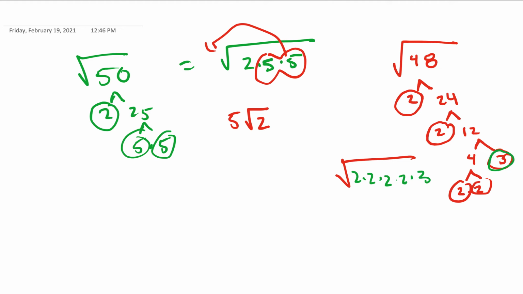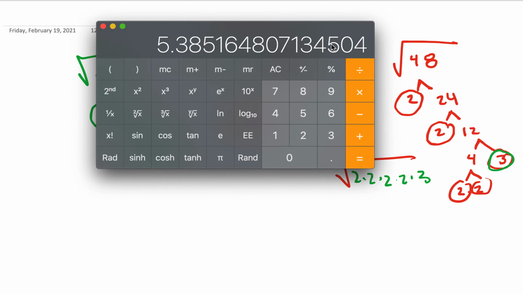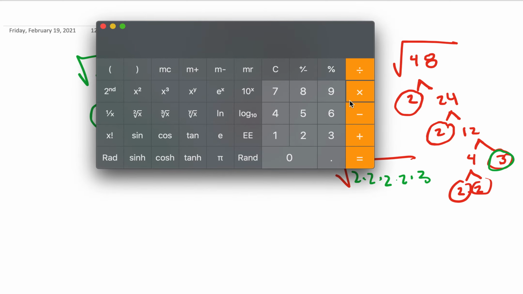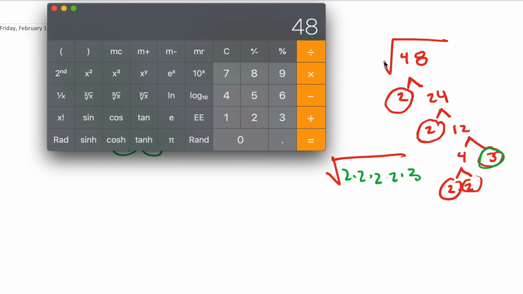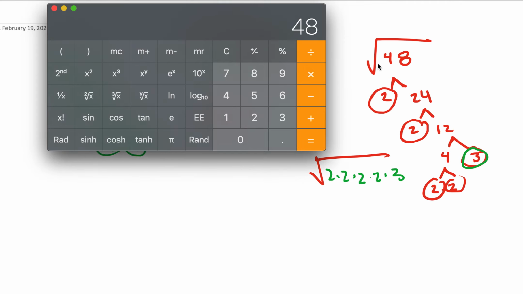So one thing we can do is we can pull up our calculator and make sure we did it right if we want to check our work. 2 times 2 times 2 times 3. It should equal what we started with, 48. So it didn't. What am I missing? I might have only done 3 twos. 2 times 2 times 2 times 2 times 3. So it is 48. So when you multiply them back together, you can check to see if it's what you started with. Then you know you factored it correctly. If it doesn't multiply to what you started with, then you know you made a mistake.